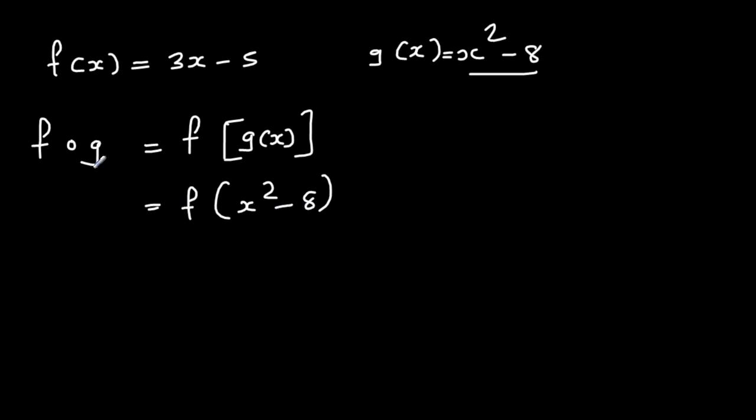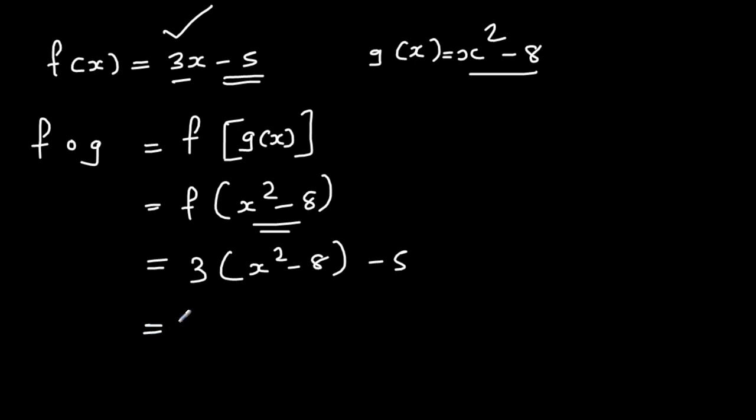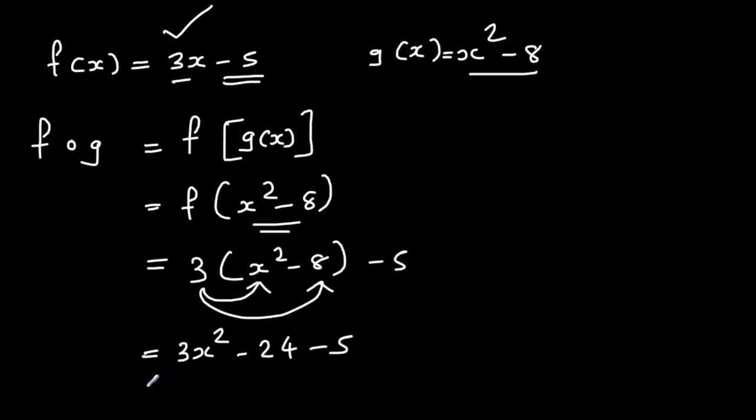Now g is inside f, so that means I will substitute this value for x in f of x. It's very simple. So I will copy this 3. Instead of x, I will write x square minus 8, and I will copy this minus 5. Now if I further simplify this, this will be 3x square. This 3 is with x square and this 3 is with minus 8. So this will be 3x square minus 24 minus 5, and further I can say this is 3x square minus 29. Done.